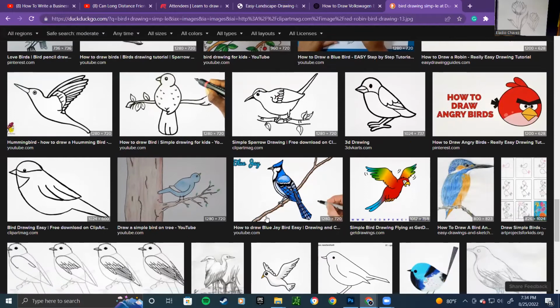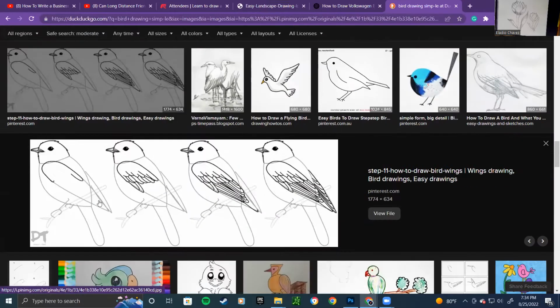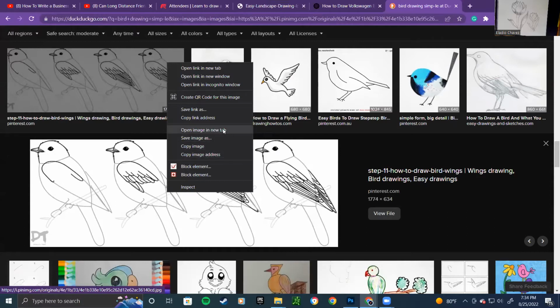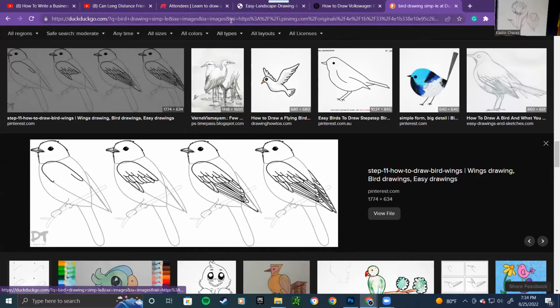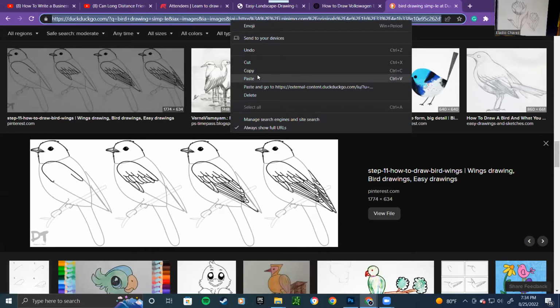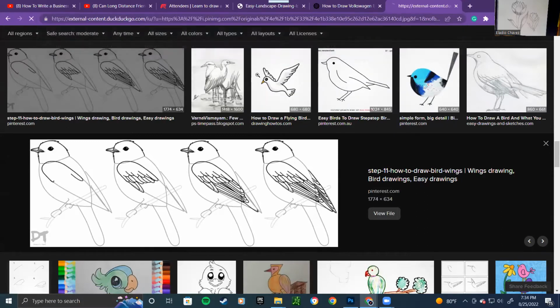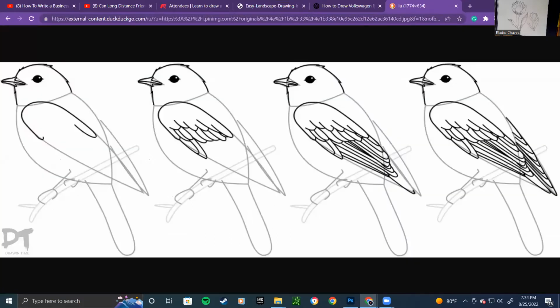Yeah, birds, and there's all kinds of different kinds of birds. Let's do this one. I like that one. I like the way we broke it down. So let's copy this image address. Let's put this down here. Step by step, drawing the wings. I got some detail. There it is. I'll put this in the chat, and we'll go ahead and do this one before we do the bug, and then we'll share out.